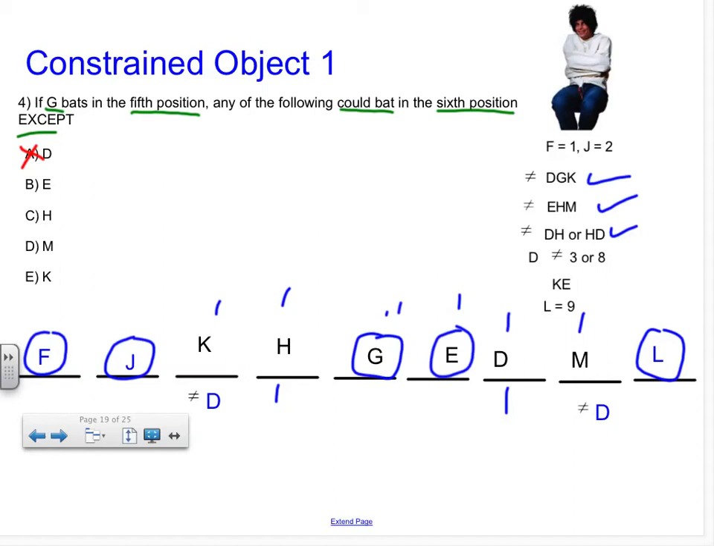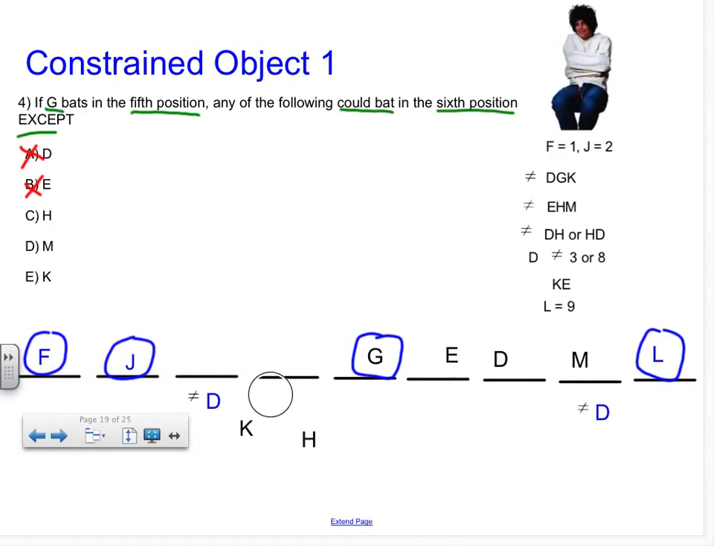D is not in the 3rd or 8th position. E comes after K, and L is 9. So we can get rid of B because E could work in the 6th position. Just clear the board. So G is still constrained. Let's get rid of these other letters. Let's erase this final blue mark.